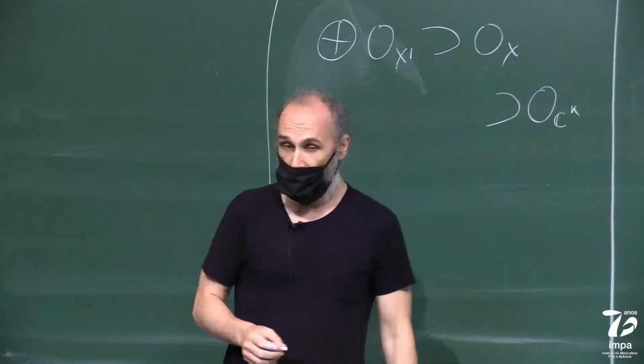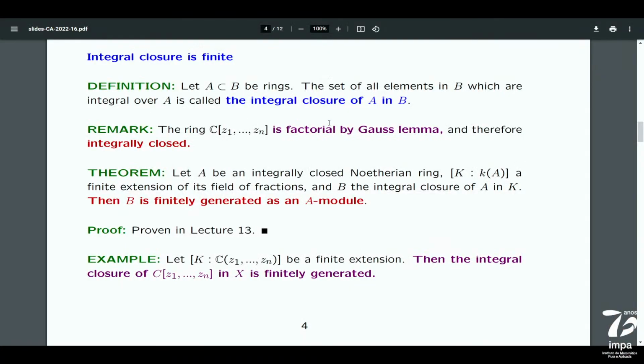Good. Now I'm going to recall something which we had a few lectures ago. It was about integral closure and when it is finitely generated. It's again a reminder, essentially. So I just collected pieces which we need to state and to prove the most useful version of Noetherian normalization.